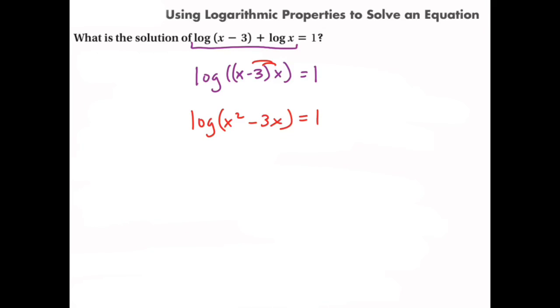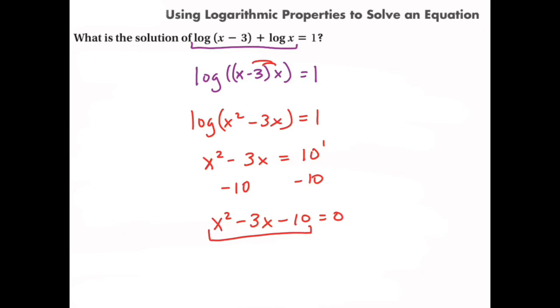So now we can write this in exponential form. So x squared minus 3x equals 10 to the first. Well, 10 to the first is just 10. What we need to do now is bring the 10 to the other side because clearly we're dealing with a quadratic. So x squared minus 3x minus 10 equals 0. At this point, we should recognize that we can factor this. Two numbers that multiply to be negative 10 but add to be negative 3. Well, that's negative 5 and positive 2. So in the end, our solutions here are x equals 5 and x equals negative 2.